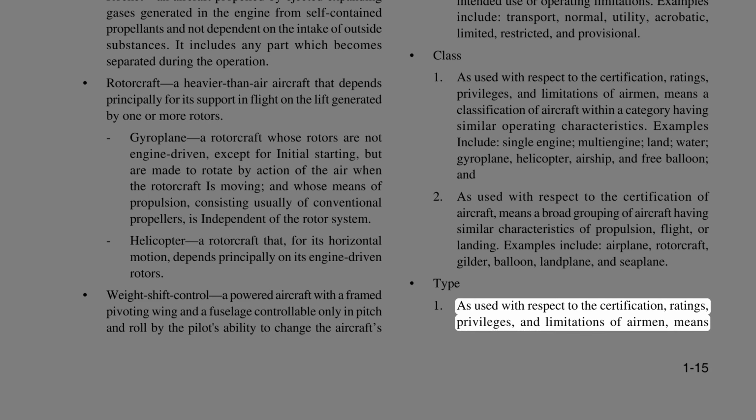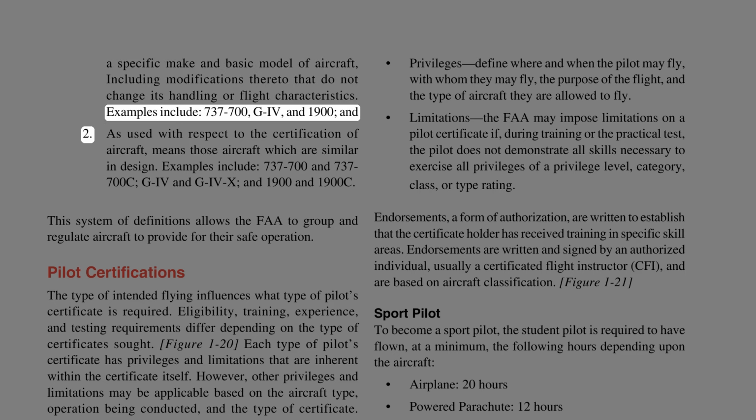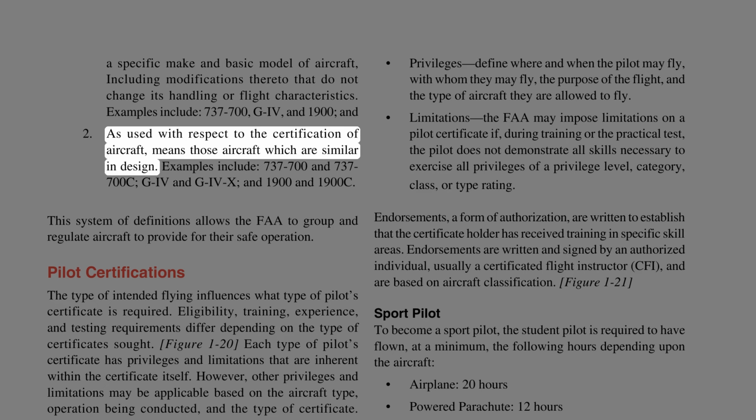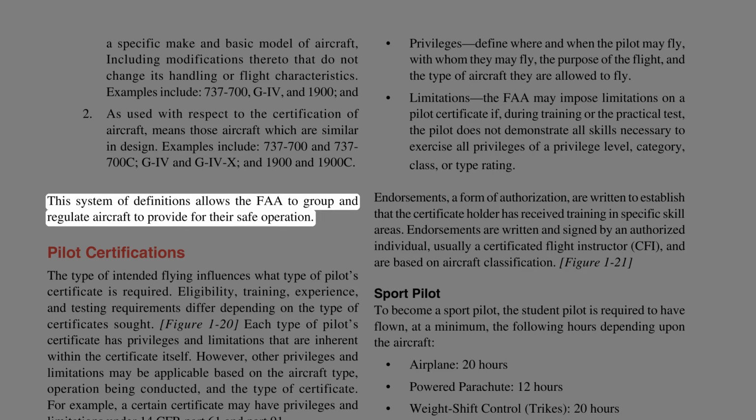Type, as used with respect to the certification, ratings, privileges, and limitations of airmen, means a specific make and basic model of aircraft, including modifications thereto that do not change its handling or flight characteristics. Examples include 737-700, GIV, and 1900. And 2. As used with respect to the certification of aircraft, means those aircraft which are similar in design. Examples include 737-700 and 737-700C, GIV and GIVX, and 1900 and 1900C. This system of definitions allows the FAA to group and regulate aircraft to provide for their safe operation.